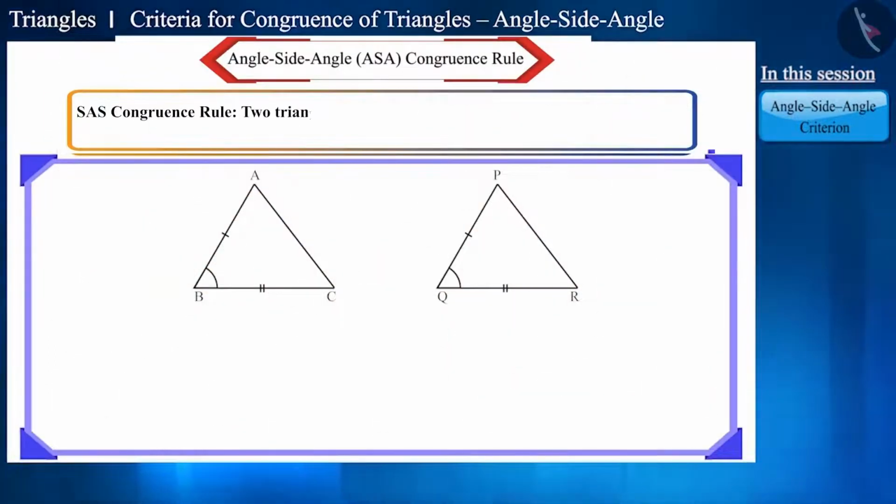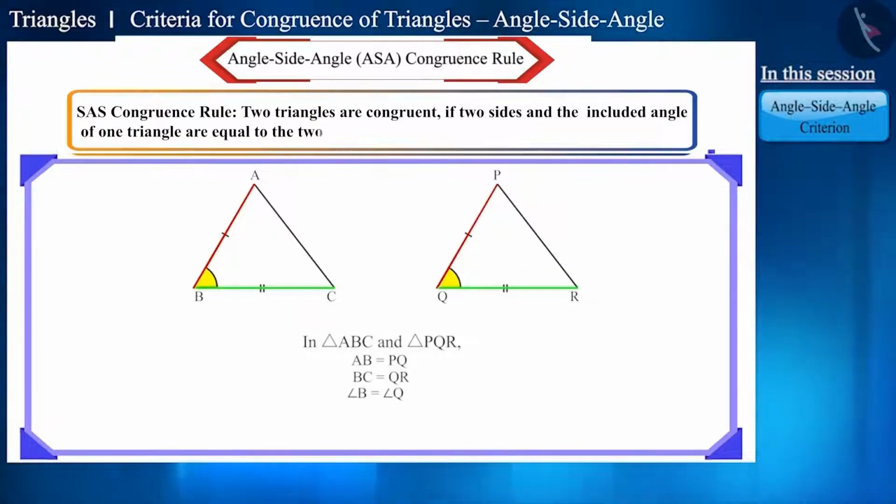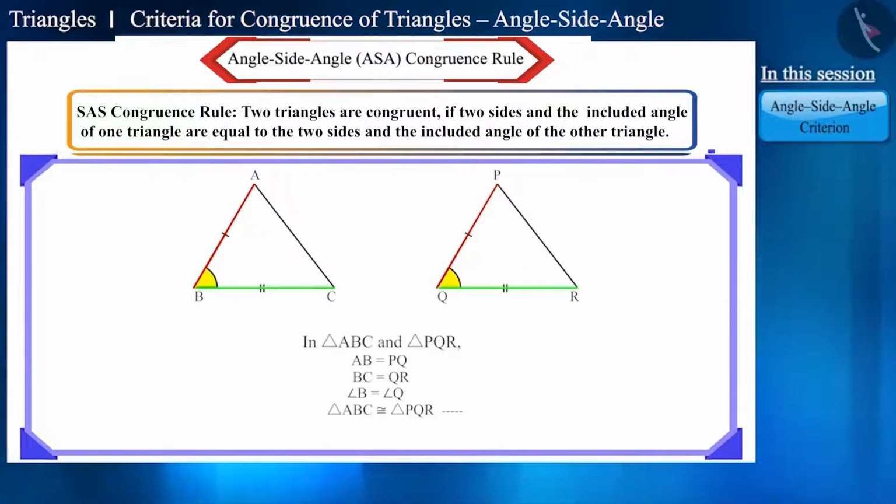In the SAS congruence rule, we have seen that when two sides and the included angle are equal in two triangles, then the triangles are congruent. And the name of this rule itself indicates that the angle that is equal is made by these two sides.